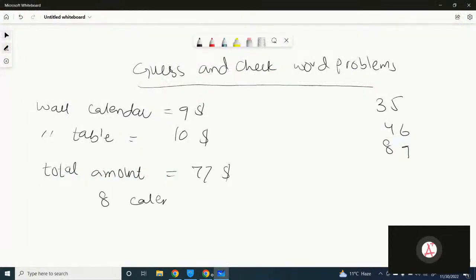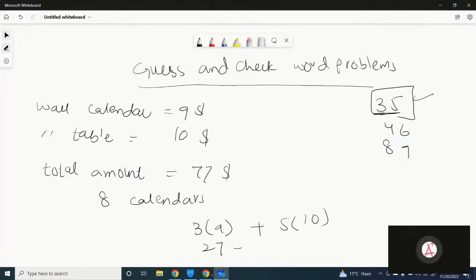Got it? Okay, first just look at the options. Which of the options make 8? 5 and 3 make 8. Got it? So let's check this option. 3 calendars for the wall one, 3 times 9, plus 5 calendars for the table one, 5 times 10. So 9 times 3 is 27 and 5 times 10 is 50. When you add them together, they make $77. Got it? That means this option is the correct one.